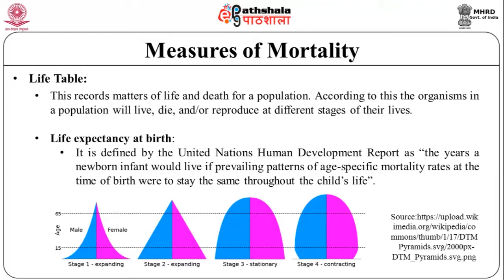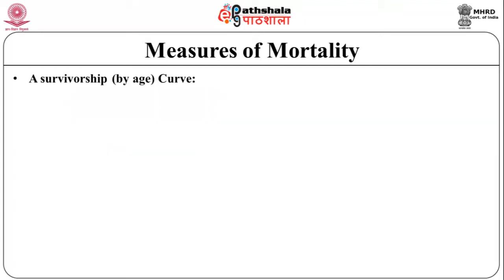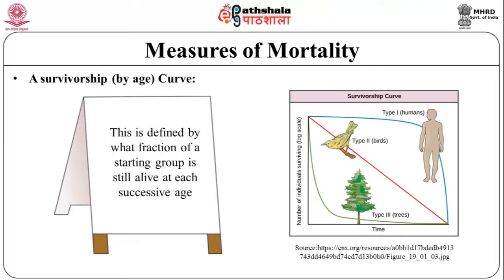Life expectancy at birth is defined by the United Nations Human Development Report as the years a newborn infant would live if prevailing patterns of age-specific mortality rates at the time of birth were to stay the same throughout the child's life. A survivorship by age curve is defined by what fraction of a starting group is still alive at each successive age.